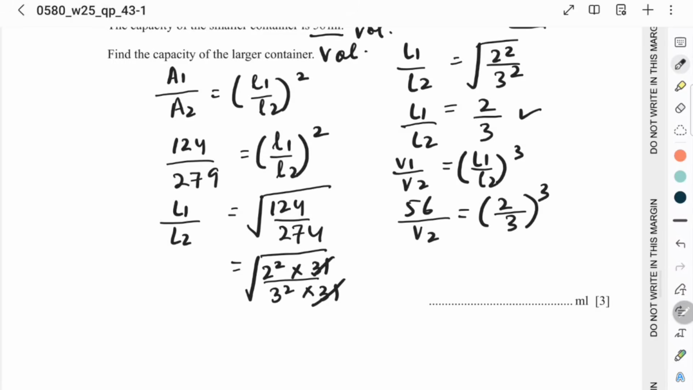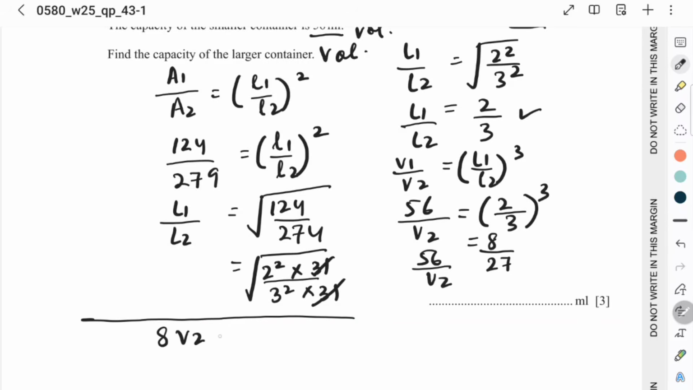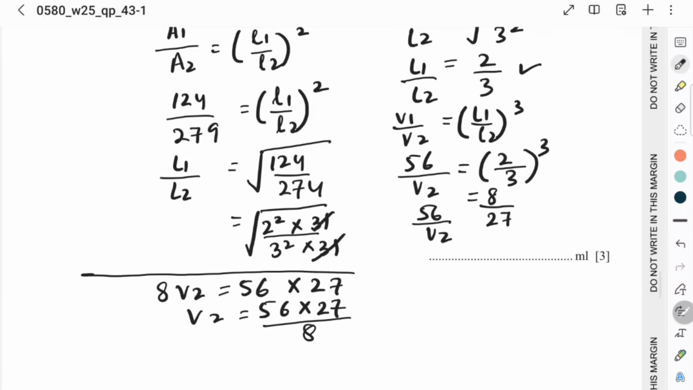Alright, take the cube of it, that is equal to 8 upon 27 is equal to 56 upon V2. And I'm just solving here for V2. Cross multiply, 8 V2 is equal to 56 into 27, and V2 is equal to 56 into 27 upon 8, and that is the capacity of the larger container, which is equal to 189.